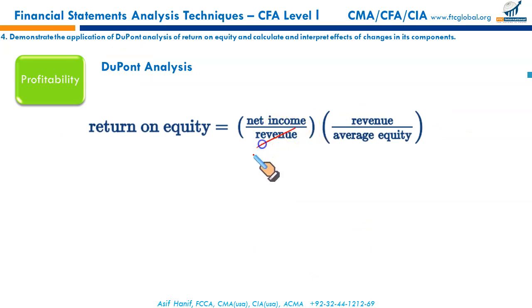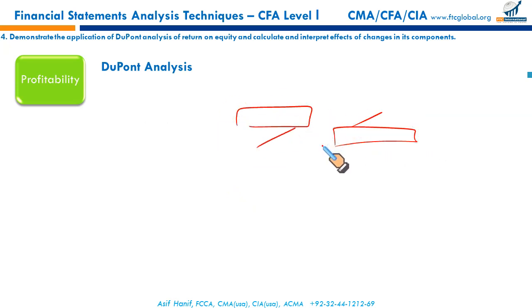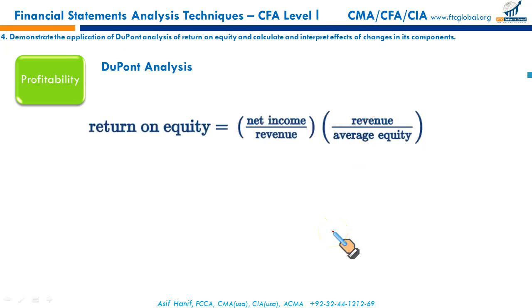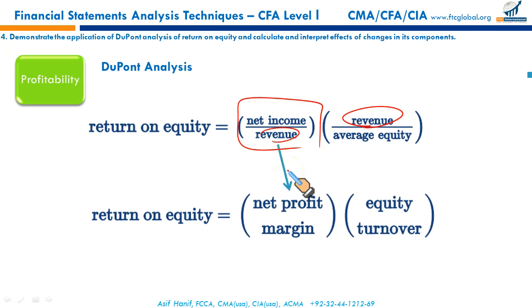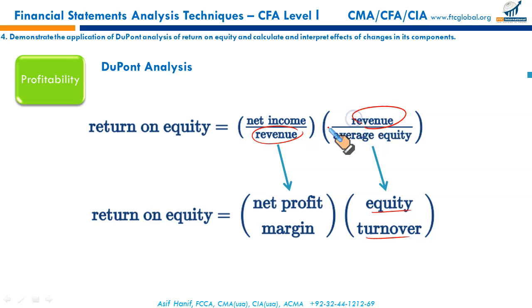Now look at this. This revenue and revenue cancelled out in the numerator denominator. The net impact is the same. Net income upon average equity. The same formula which you have here. It's just that we have multiplied the numerator and the denominator with revenue. This gives us another dimension. Net income upon revenue. This is your net profit margin. See? And revenue upon average equity is called equity turnover. So by incorporating revenue in the numerator and denominator, we have split ROE into two subparts.